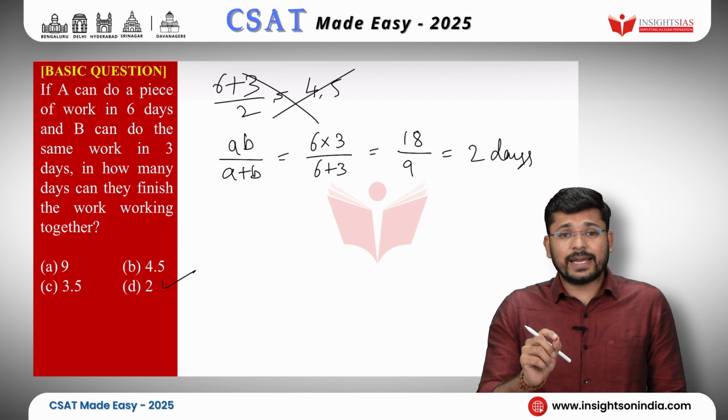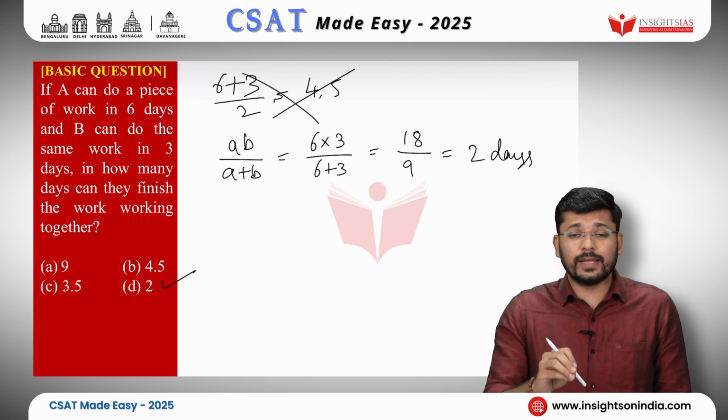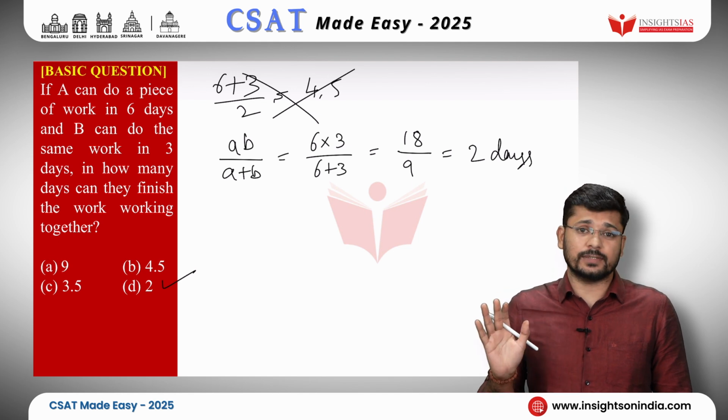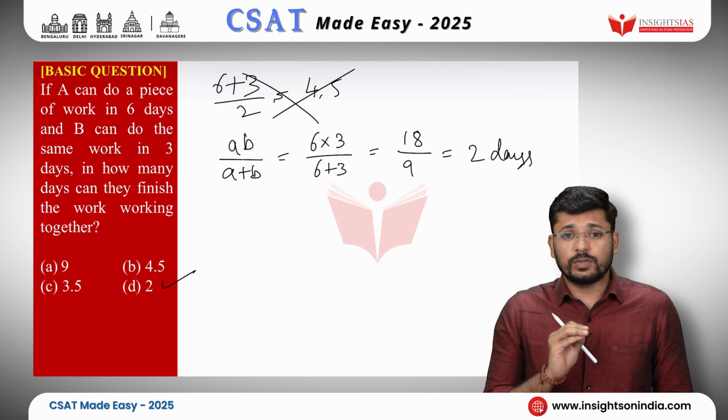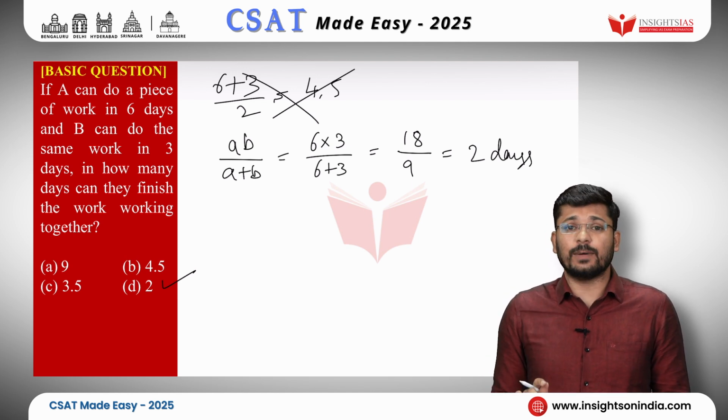So if A can do the work in 6 days and B can do the work in 3 days, together they can do the work in only 2 days. Now we solved 3 basic questions and you learnt 3 basic concepts. Based on these basic concepts, we will go to an exam level question now.